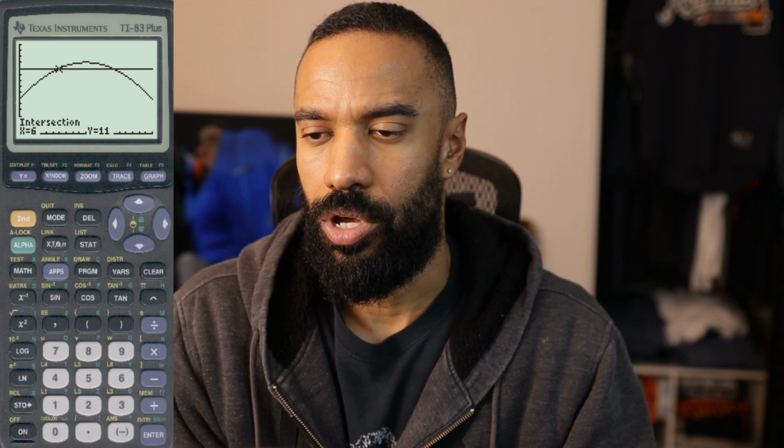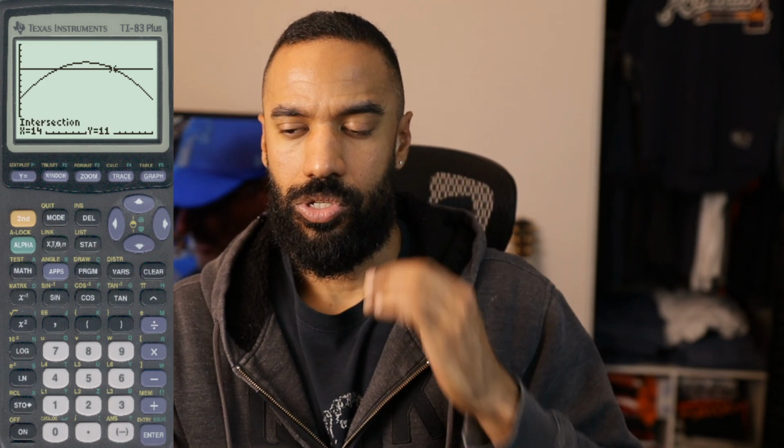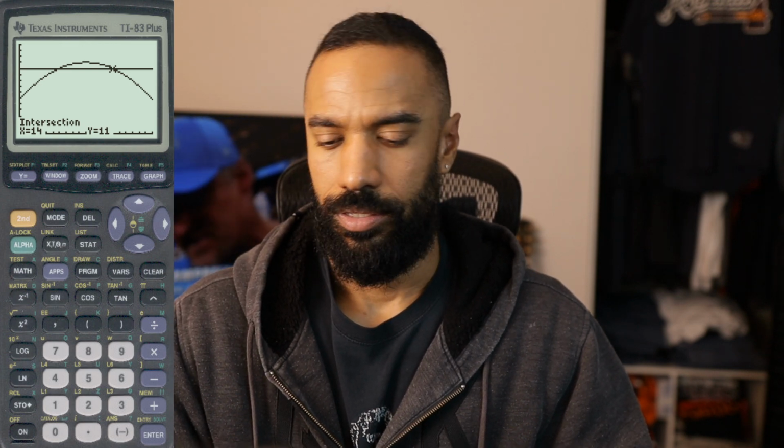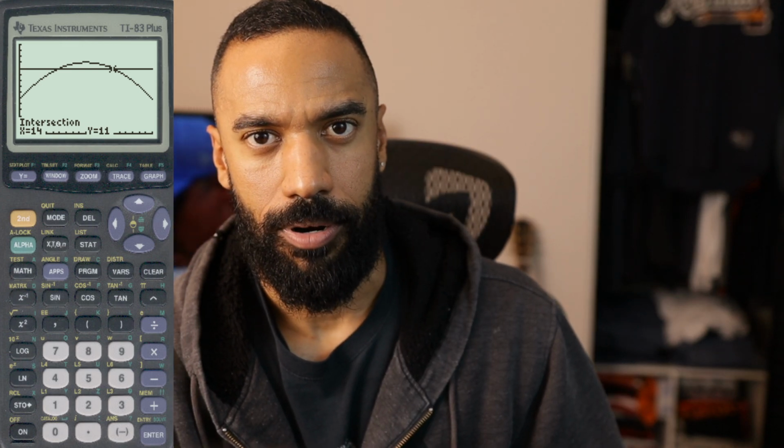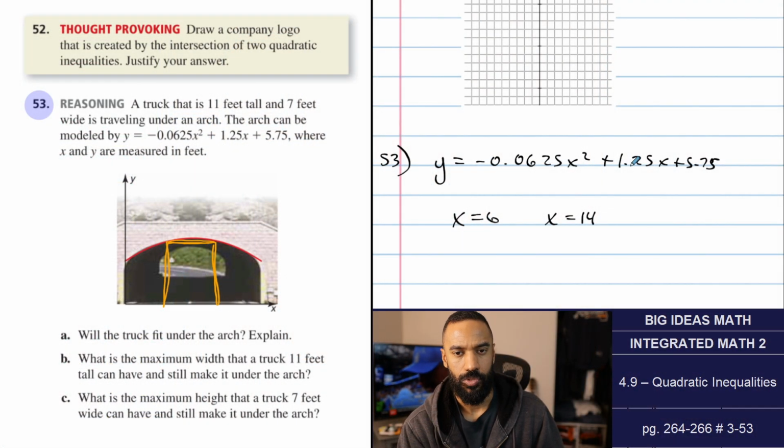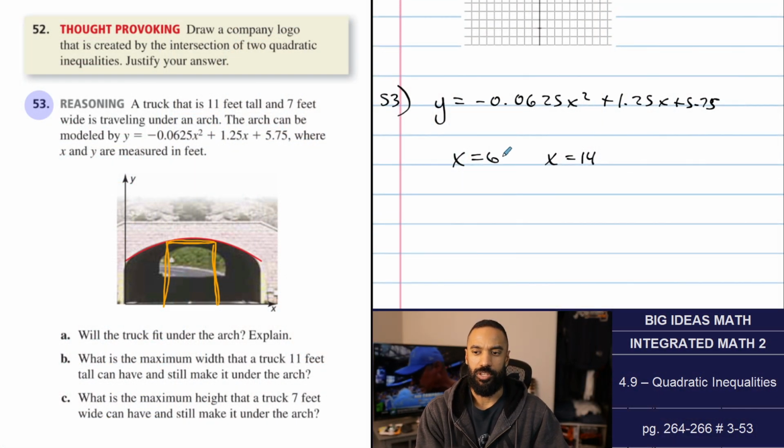Let's find the points of intersection. The first one, good. These are good numbers. So this is x equals 6. The other one is x equals 14. Okay, so good news for the truck. Now, you have to drive in the right part of it, but it'll fit. So these are the 2 points of intersection here.